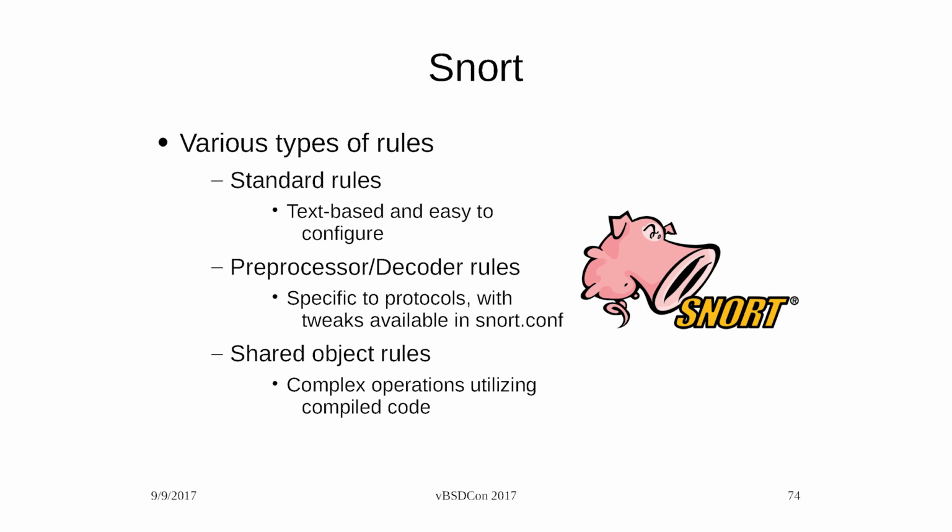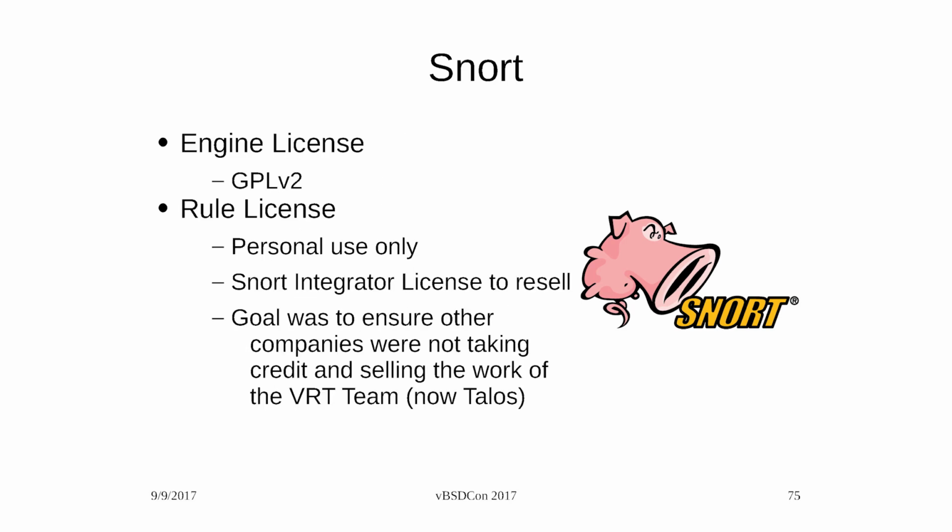The various types of rules: standard rules, which most people who have ever worked in InfoSec have at some point had to write, a Snort rule. Also preprocessors and decoders that can help enhance and do some of the lower-level work. And the shared objects that were added that allow you to write code into the engine to do more complex detections you can't do in a text-based rule.